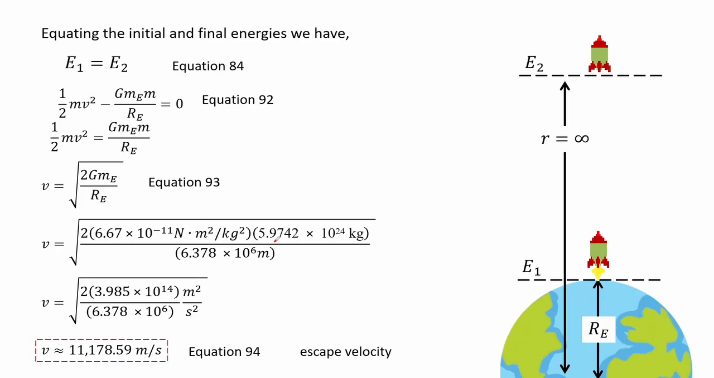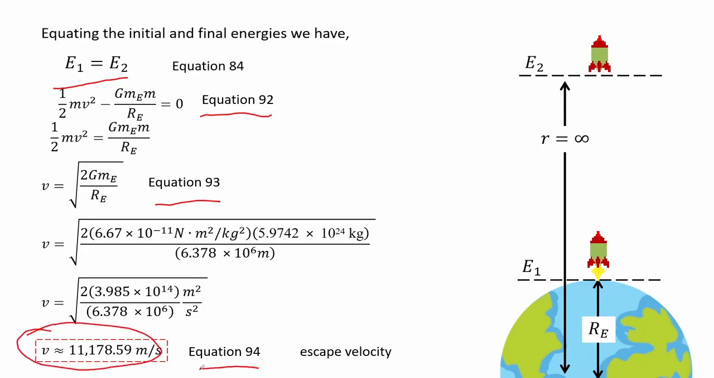Equating the initial and final energies we have equation 84, where it is further simplified from equation 92 and arrives at an expression in equation 93. After substituting the known values we have the speed of 11,000 meters per second, as shown in equation 94.